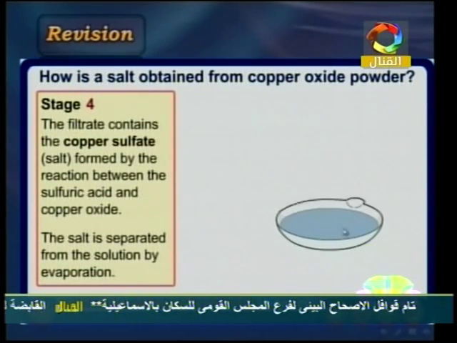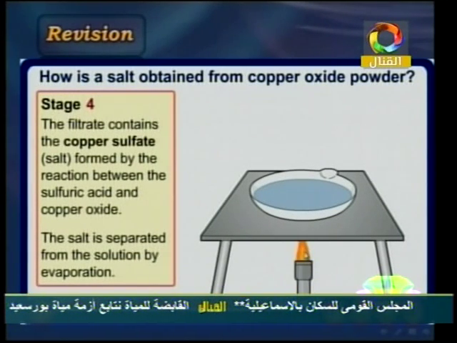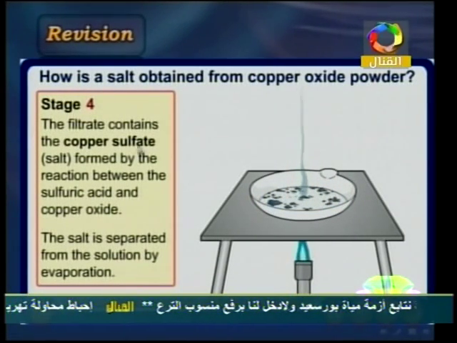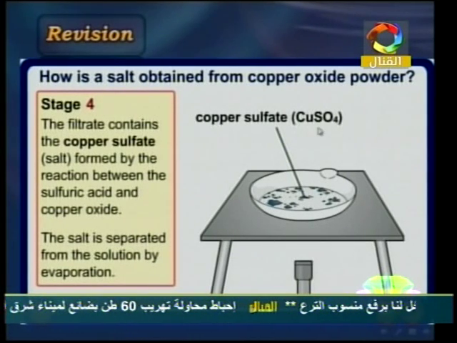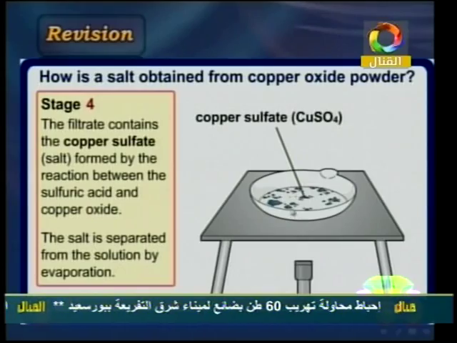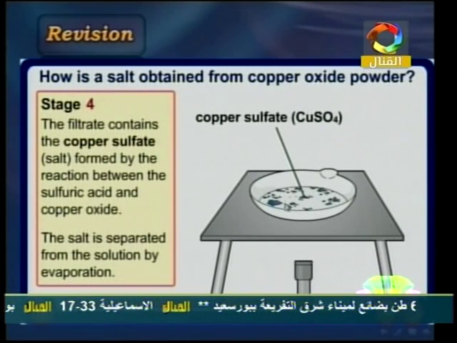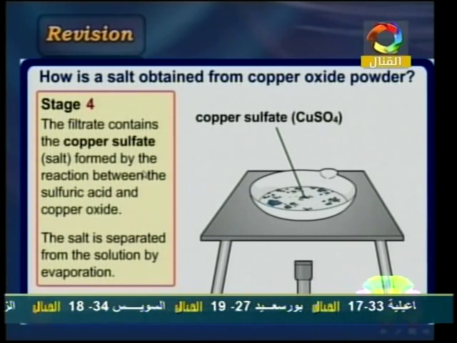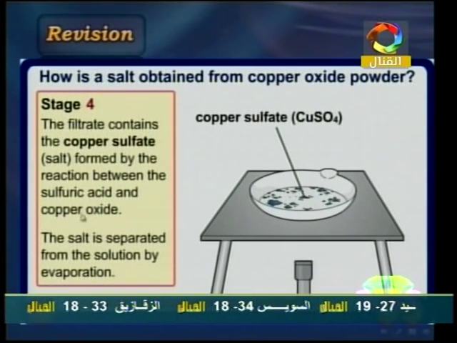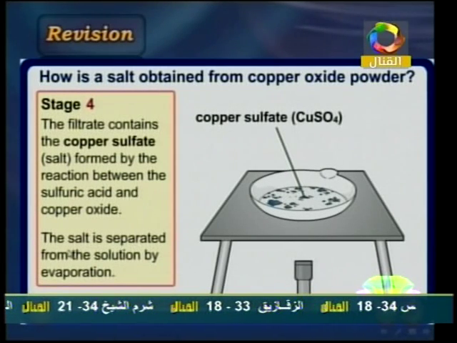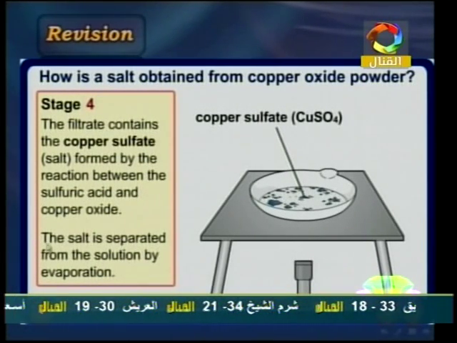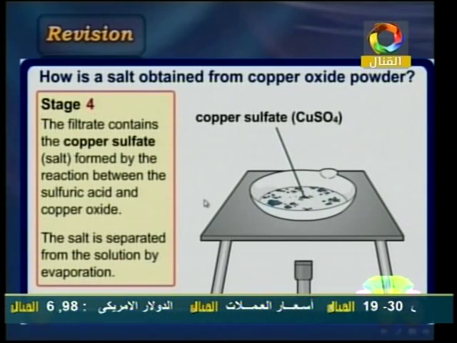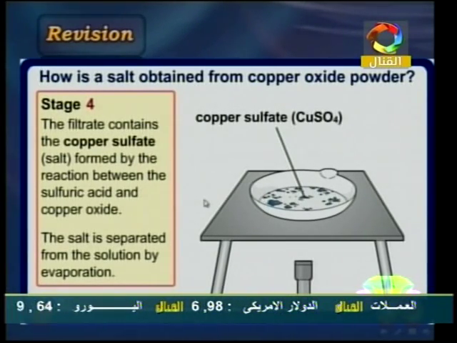After that, if you heat this solution by the flame, the water vapor moves out like this, and we have the new compound produced. This compound is called copper sulfate, CuSO4, and the water evaporates by the heat energy. The filtrate contains the copper sulfate, a salt formed by the reaction between the sulfuric acid and the copper oxide. This salt is separated from the solution by evaporation. It's very easy to know this information, but it must be studied very, very well.